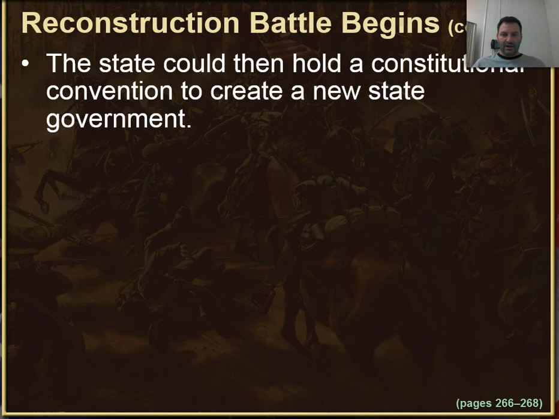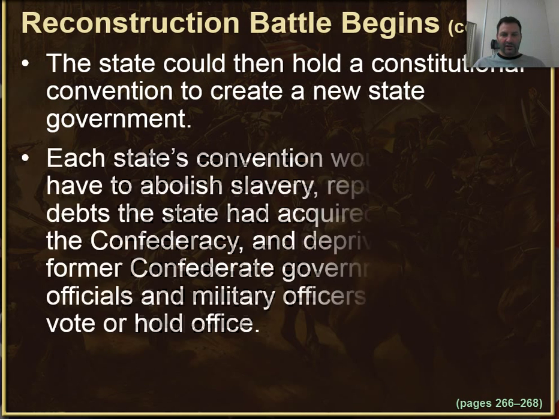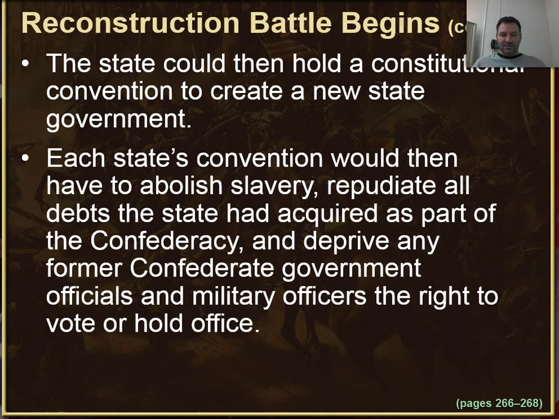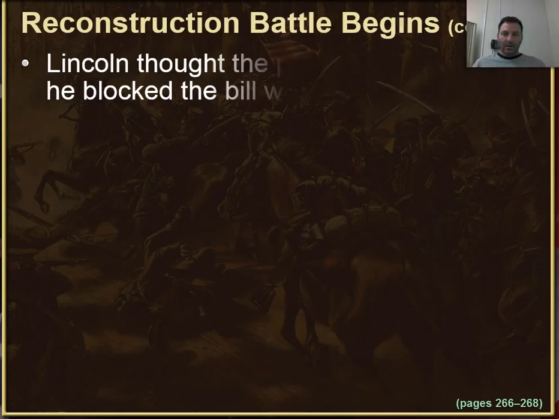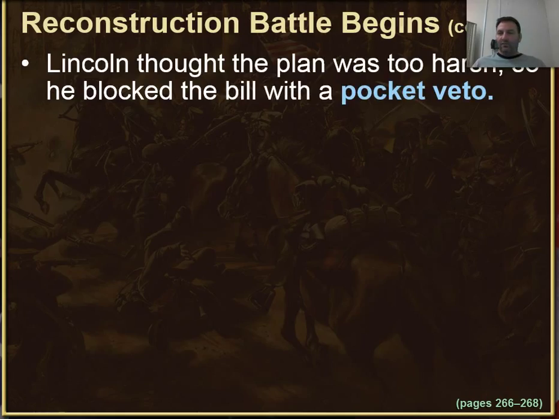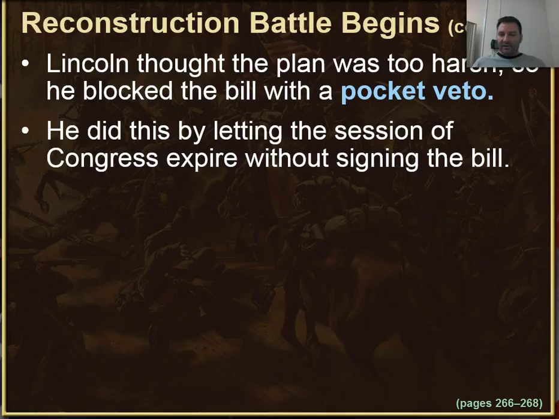The state could then hold a constitutional convention to create a new state government. Each state's convention would then have to abolish slavery, repudiate all debts the state had acquired as part of the Confederacy, and deprive any former Confederate government officials and military officers the right to vote or hold office. Lincoln thought the plan was too harsh, so he blocked the bill with a pocket veto. He did this by letting the session of Congress expire without signing the bill.